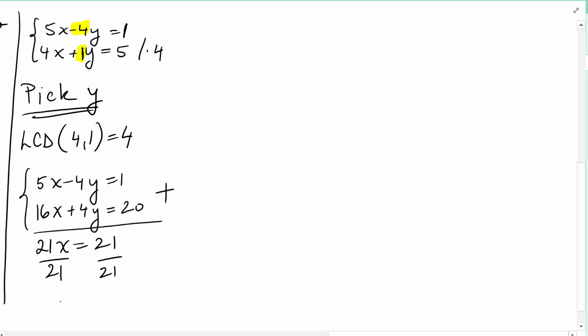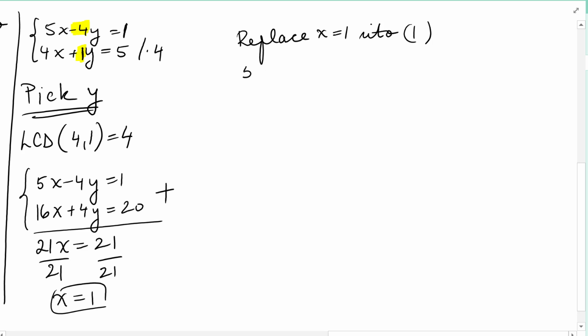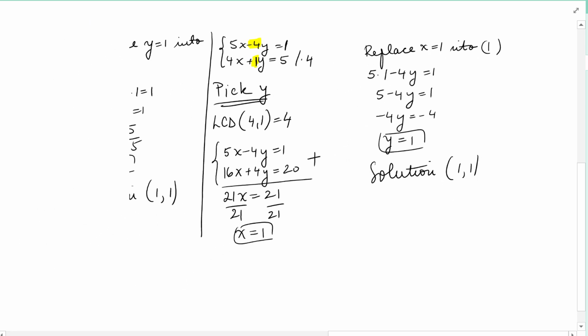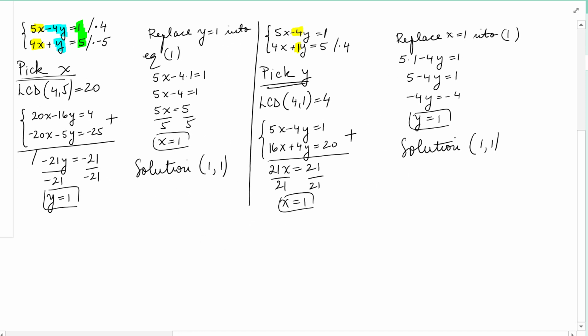Divide by 21, and we get x equals 1. Now replace x equals 1 into any of the equations, let's say equation 1. So we get 5 times 1 minus 4y equals 1. 5 minus 4y equals 1. Minus 4y equals negative 4, and y equals 1. So again, the solution is the pair 1, 1. So no matter what variable you choose, when we chose x, the solution was 1, 1. When we chose y, the solution was exactly the same, 1, 1.